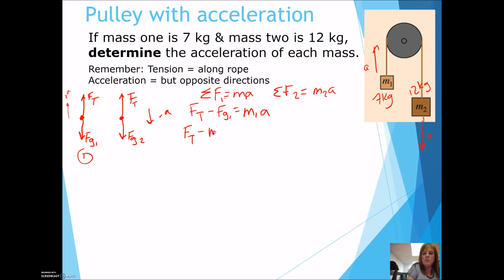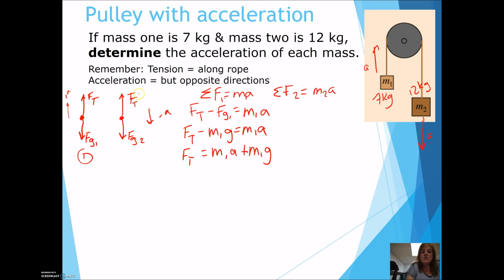Force of gravity of block 1 would be mass 1 times g, and that's equal to m1a. And I can solve this for force of tension. So I get force of tension is equal to m1a plus m1g. How exciting. All right, let's do the same thing for block 2.